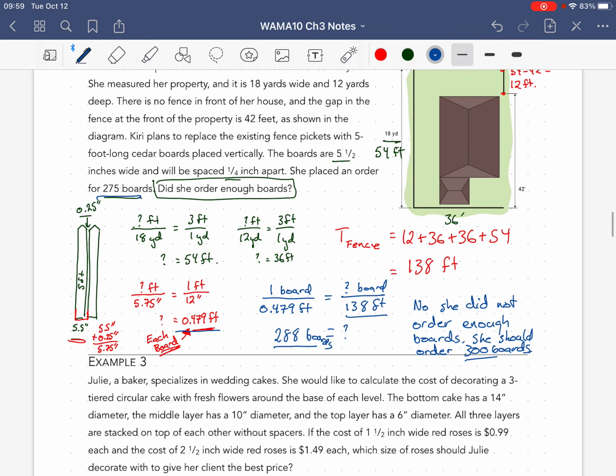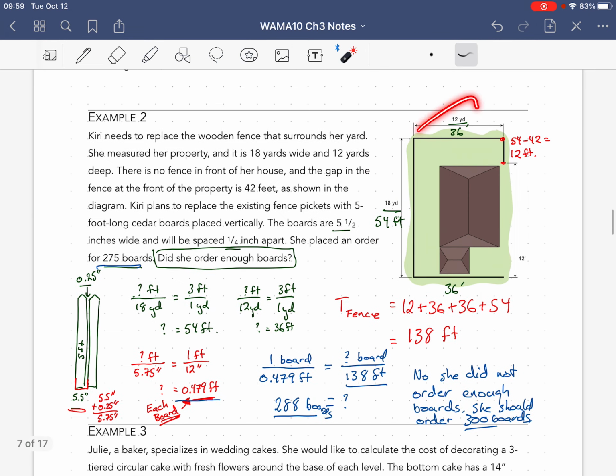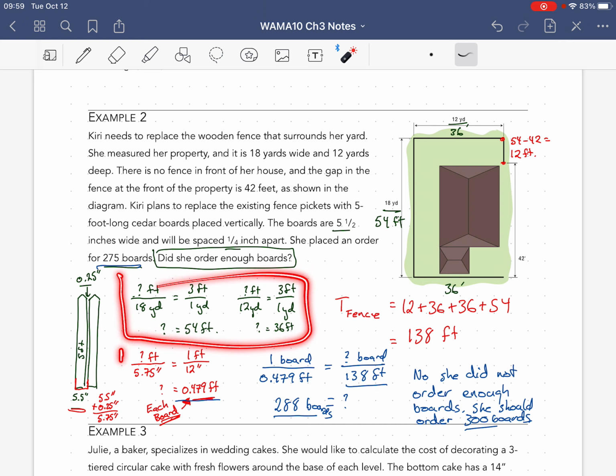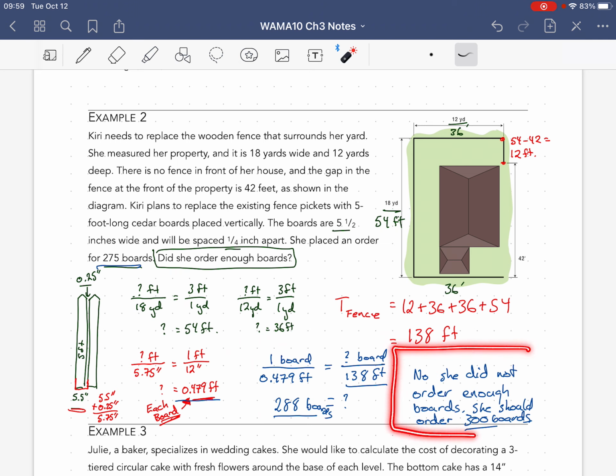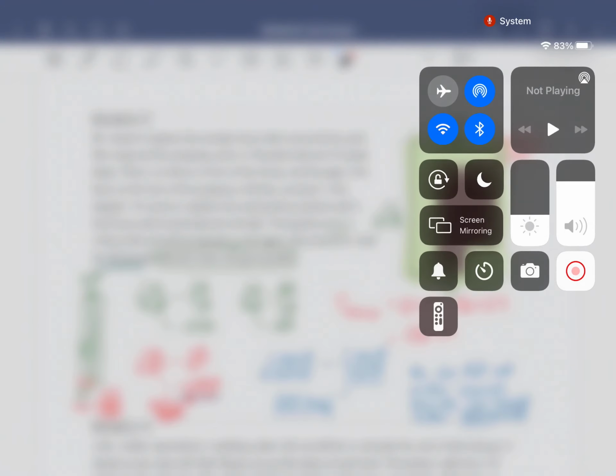Okay, so I got everything, all the measurements had to be in the same units. There was one measurement that didn't matter. You need to be able to identify those measurements. I showed all my conversion work here and here, and I showed off all my work. And at the end, I answered the question that was asked. That's what you need to do for each problem.